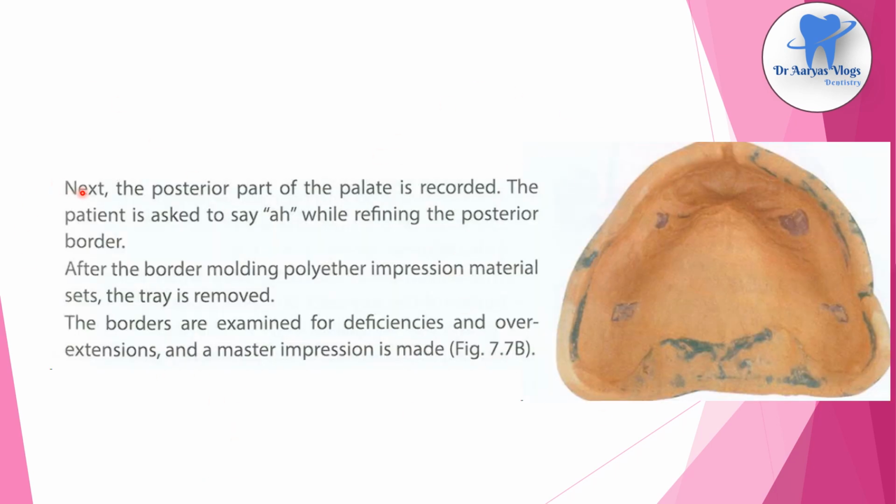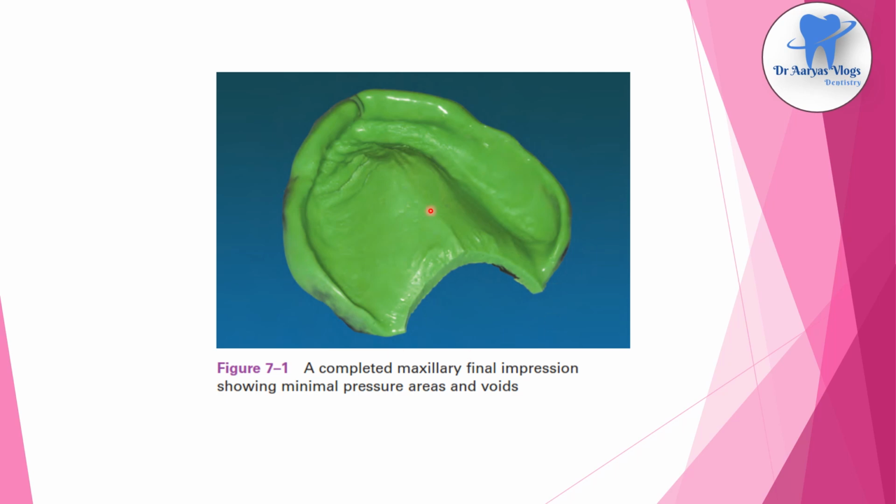Here the posterior part of the palate is recorded and the patient is asked to say ah while refining the posterior border. After the border molding, polyether impression material sets and tray is removed. Borders are examined for deficiencies and overextensions and the master impression is made. And this is the completed maxillary final impression showing minimal pressure areas and the voids.